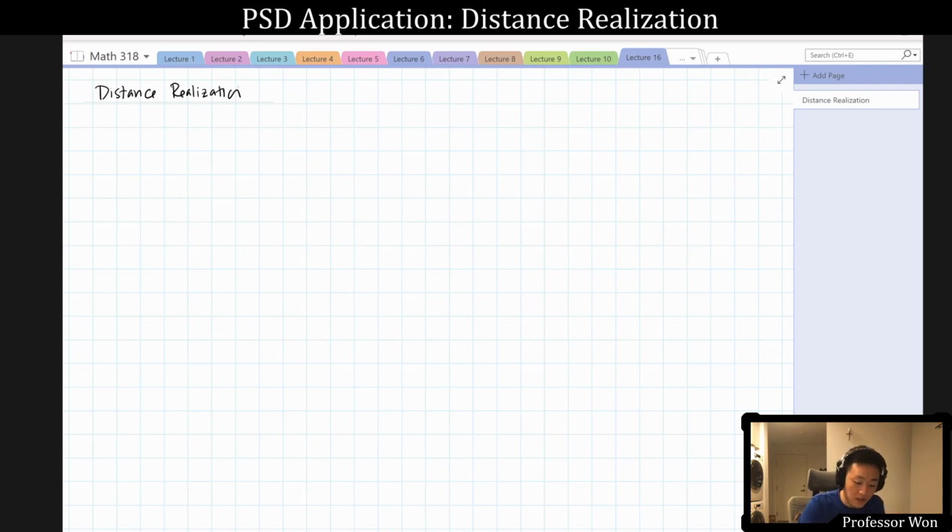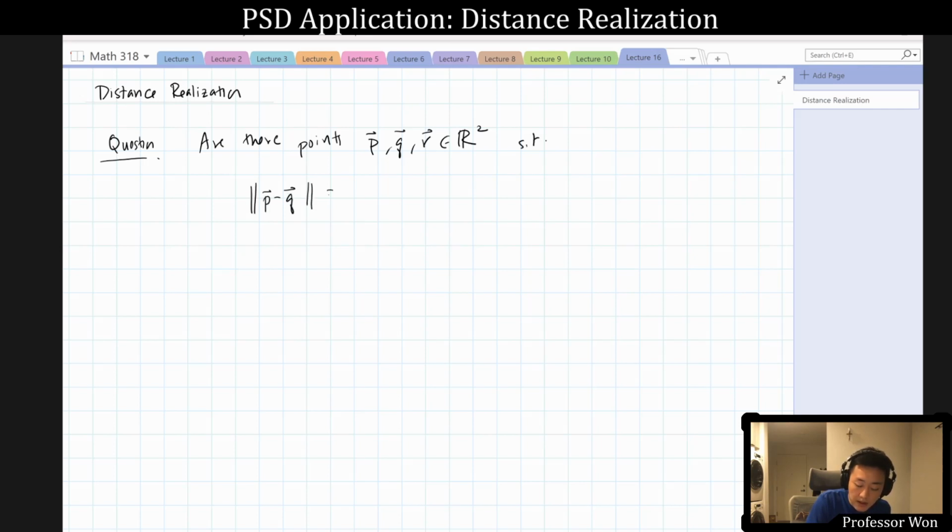Okay, so first question, let's start with a really small example. So are there points P, Q, and R in R2 such that the distance between P and Q and the distance between Q and R are 1 away, but the distance between P and R is 3? Okay, and the answer is relatively easily no.